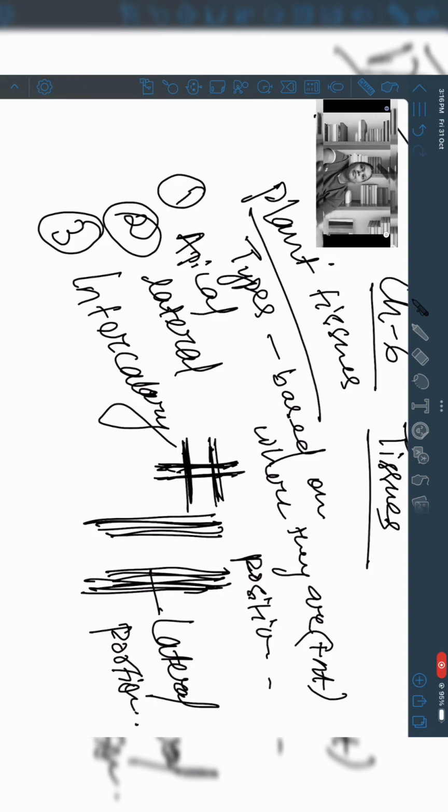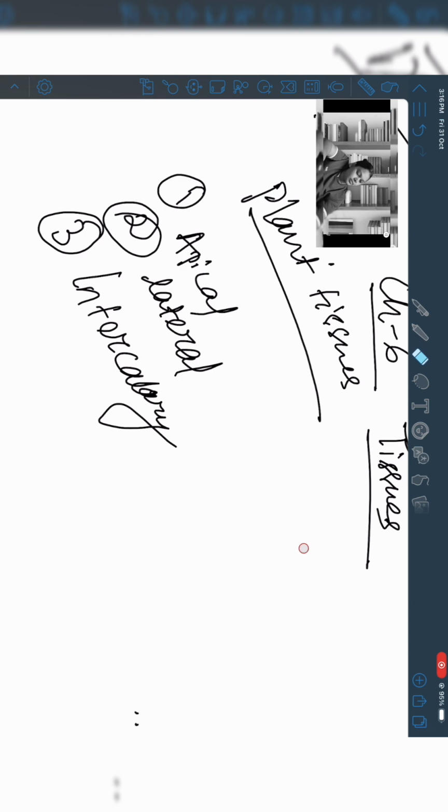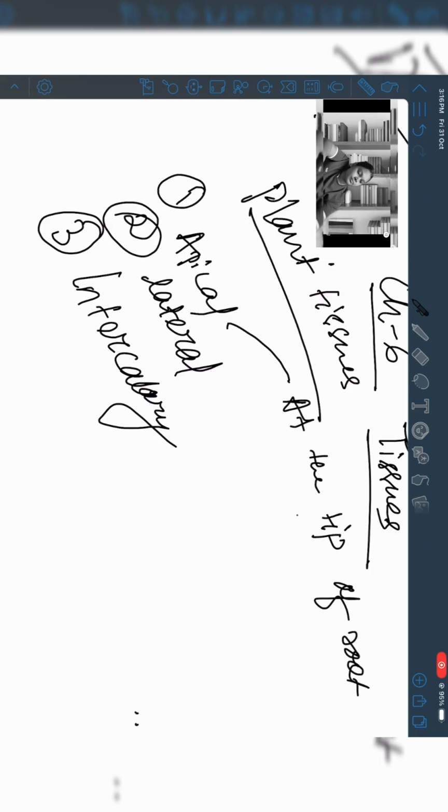And the third one increases the breadth. Hope you're clear. Now coming to permanent tissue. Permanent plant tissues. So what does permanent tissue mean?